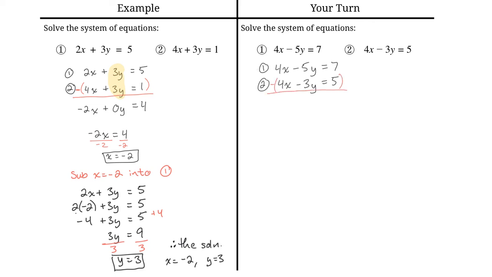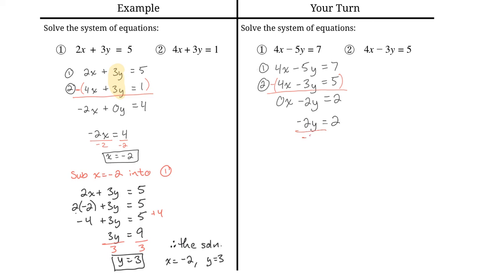And we're subtracting the whole equation, not just the x. So we need to do 7 minus 5, and that's 2. And we need to bring down that equal sign. And then negative 5y minus negative 3y, well that's just negative 2y. And 4x minus 4x is just 0x. So we've eliminated our variable x, and we're just left with the equation negative 2y equals 2, and that's a really simple equation to solve.